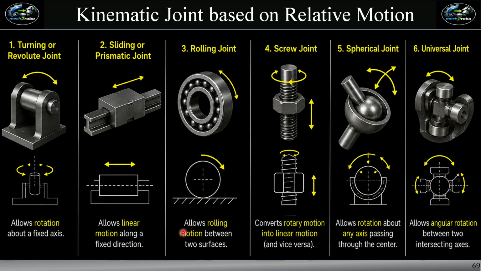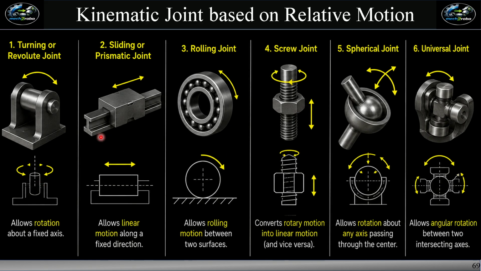First one is the classification based on the relative motion. First one is turning or revolute joint. In this type of joint, the rotation is always allowed about a fixed axis. In this example, we can see that this shaft is rotated only about this axis, and here in this example, the shaft rotates only in this direction. There is no movement except this rotation.